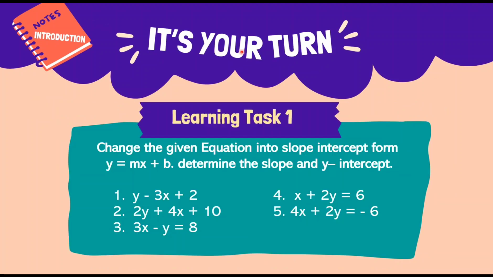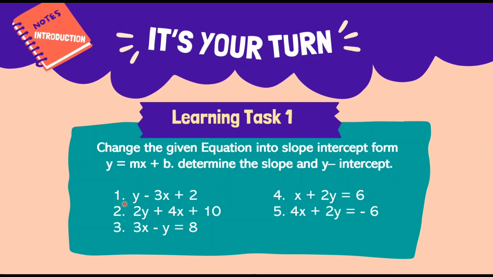Okay, it's your turn, grade 8. So accomplish this learning task number 1 on a sheet of paper. You need to change the given equation into slope-intercept form, just like what we did on our given example. Slope-intercept form is y is equal to mx plus b. And also, you need to determine the slope and the y-intercept just like what we did on our example.